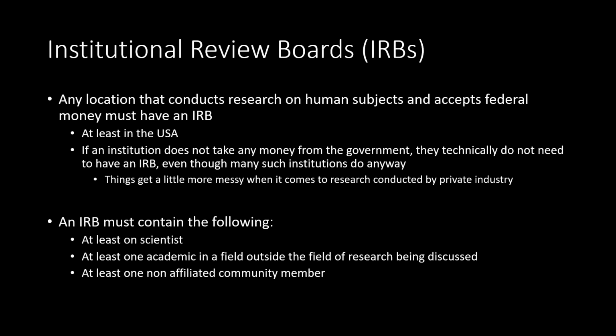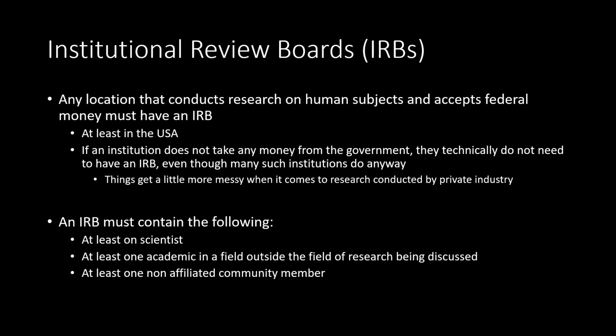The first part of Section 8 is the mandate of using institutional review boards, or IRBs, as you'll hear them talked about a lot, and when people are frustrated, they often refer to them as the irrational review boards, but that's just researcher frustration. Any location that conducts research on human subjects and accepts federal money, by that I just mean money from the government, must have an IRB. They're legally mandated to have an IRB. This is true in the United States of America, but not necessarily the same in other countries. Many countries have similar processes and other countries are much more lax, and that just depends on the countries themselves.